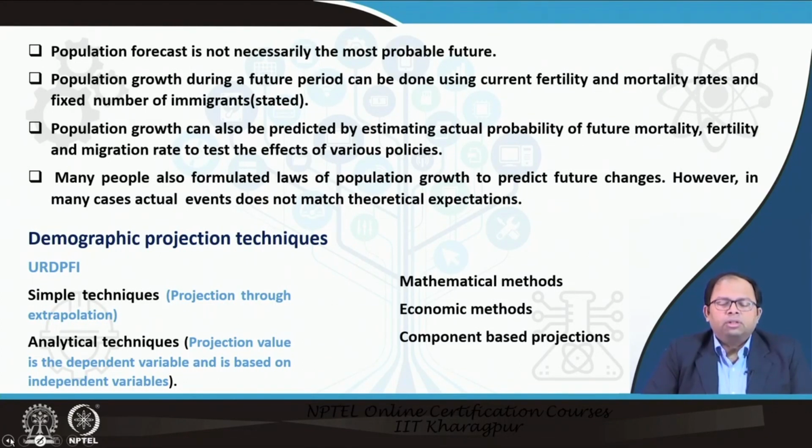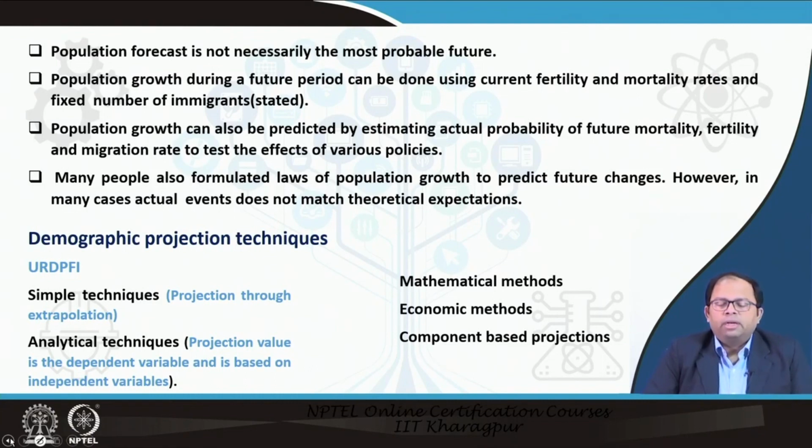So population growth can also be predicted by estimating actual probability of future mortality, fertility and migration rate to test the effects of various policies. Sometimes we can also do detailed studies where we can determine what should be the future mortality rates and future fertility rates based on other indicators or other relationships that these indicators have with, for example, age or income levels, and then we can predict future values for these indicators, and from that we can also estimate the final population. So that would be a better estimate, but it's again very difficult.